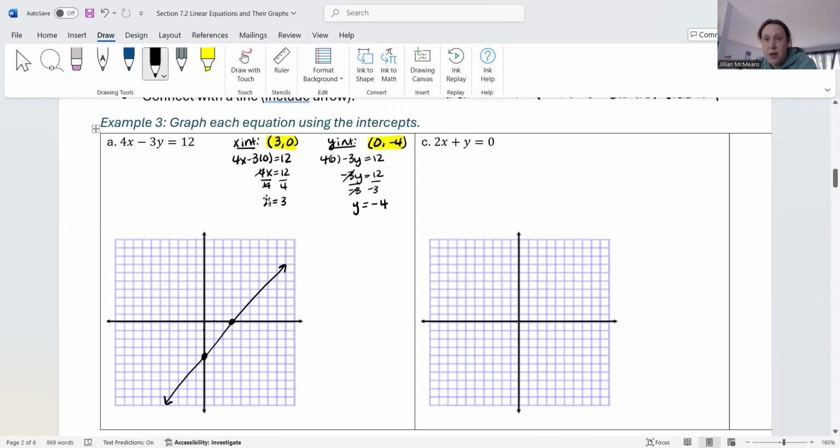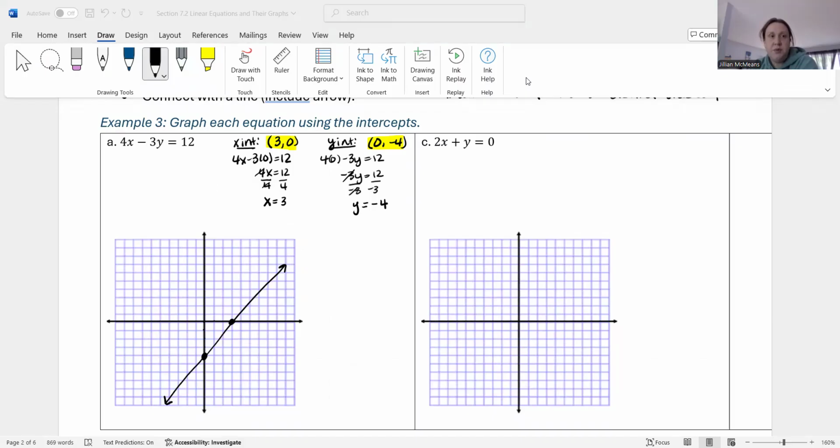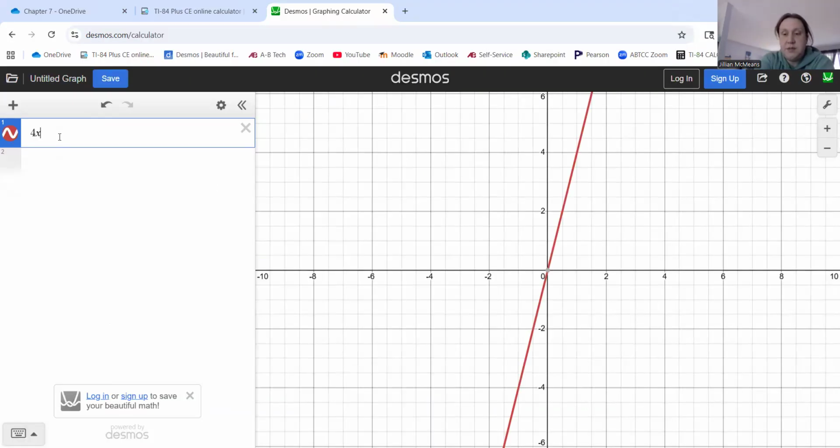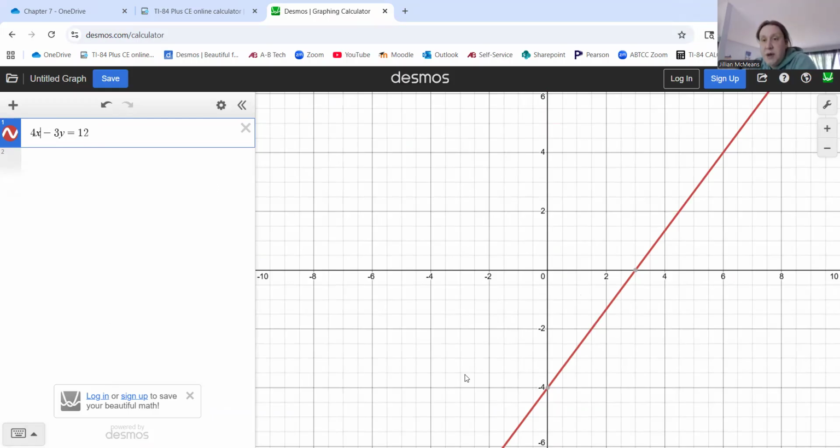Okay, so if you go to Desmos, let me switch my share screen. Let me remind myself what the equation was. I don't remember right off the top of my head. 4x minus 3y is 12. Now let's go to Desmos. All right, so we want to type in 4x minus 3y equals 12. There we go. You can see here our x-intercept is (3, 0). Our y-intercept is (0, negative 4). We can see that this looks pretty close to what we graphed.